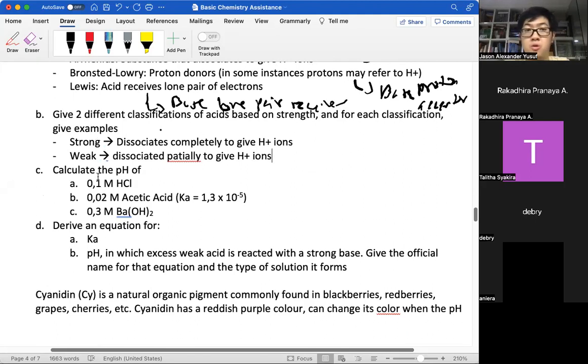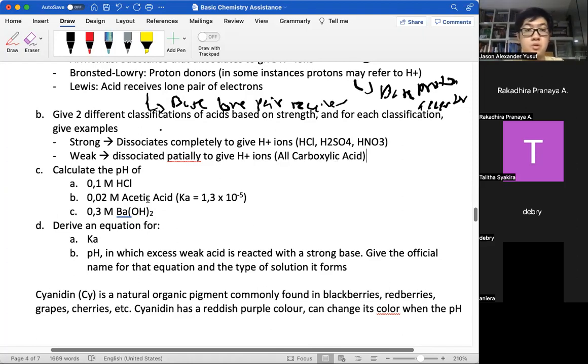Also take note of the classifications. For strong, these are HCl, H2SO4, HNO3, and many more that you can find. If I remember, there's seven of them in total. And for weak, these are all carboxylic acids. Later, in the course of organic chemistry for chemical engineering students, all carboxylic acids are weak acids.